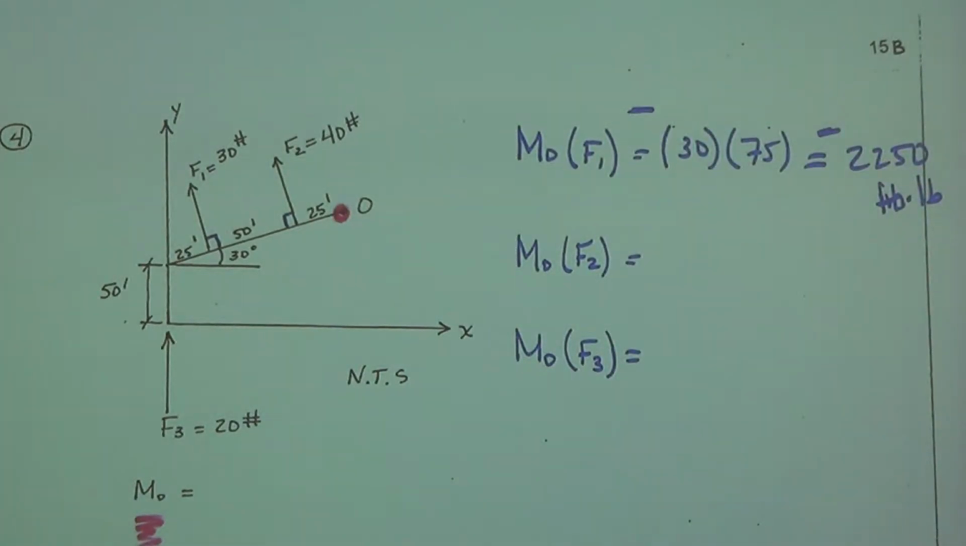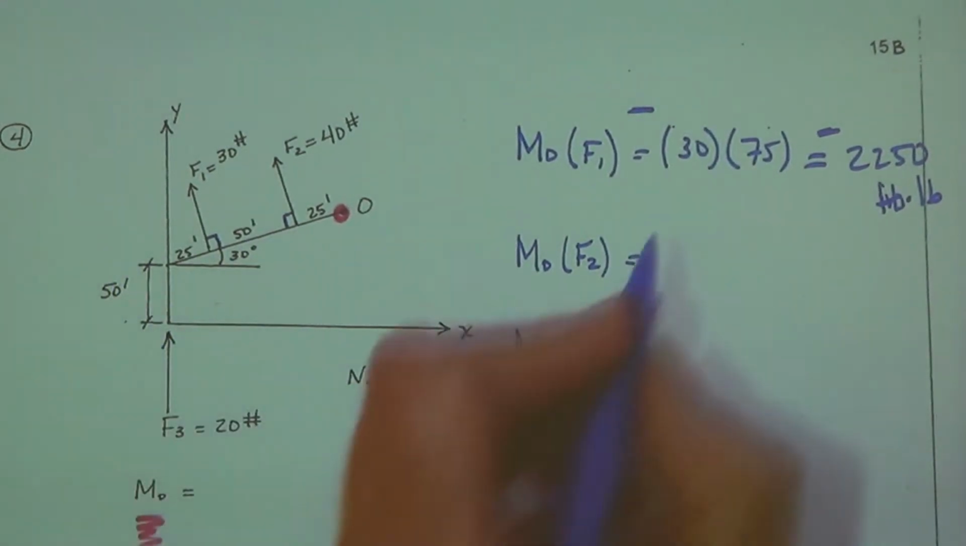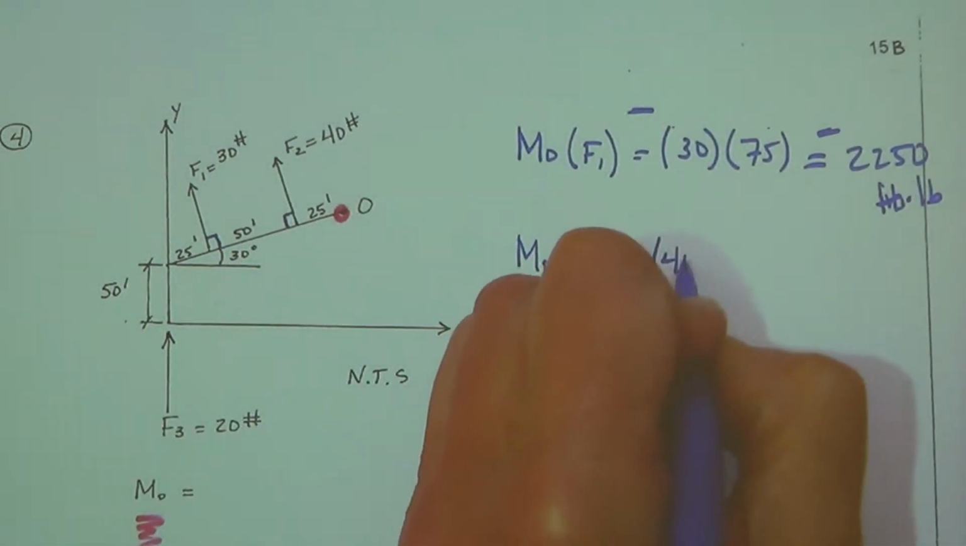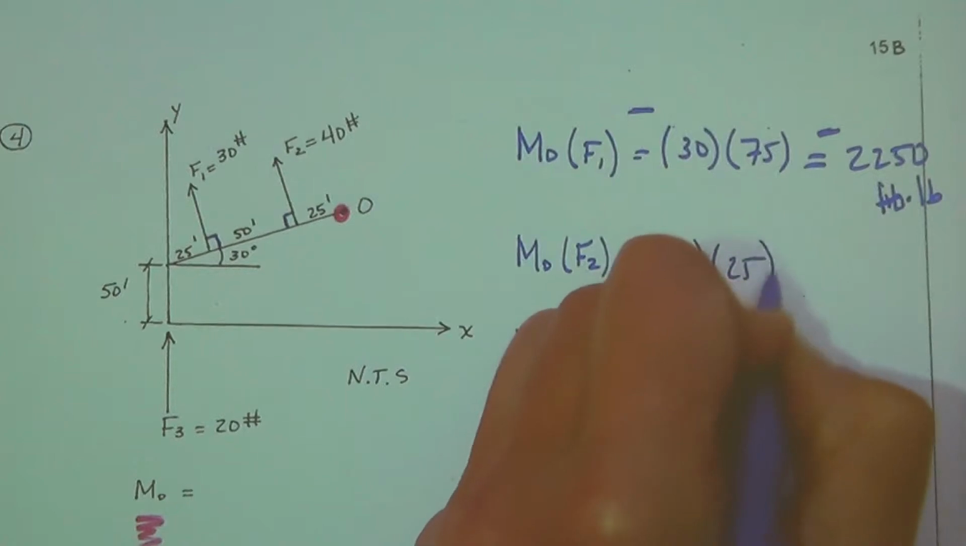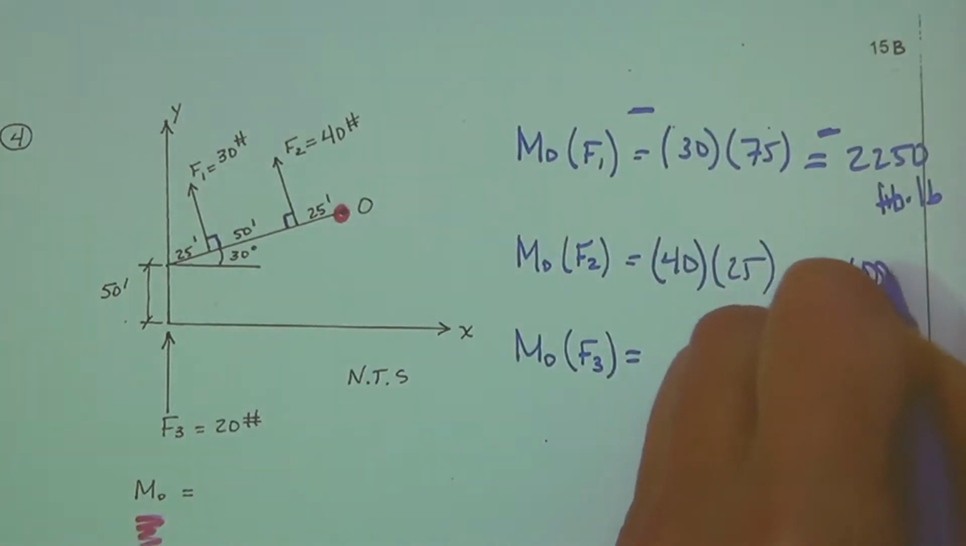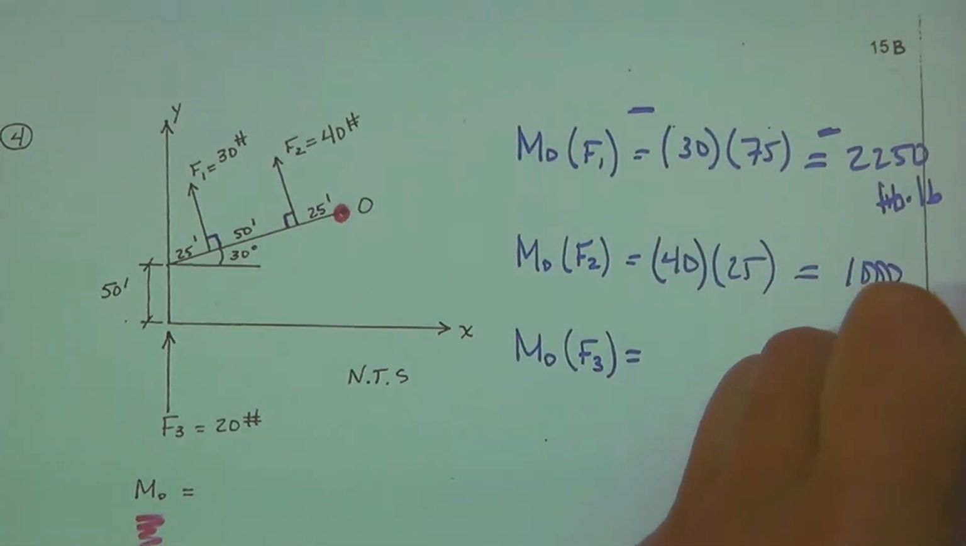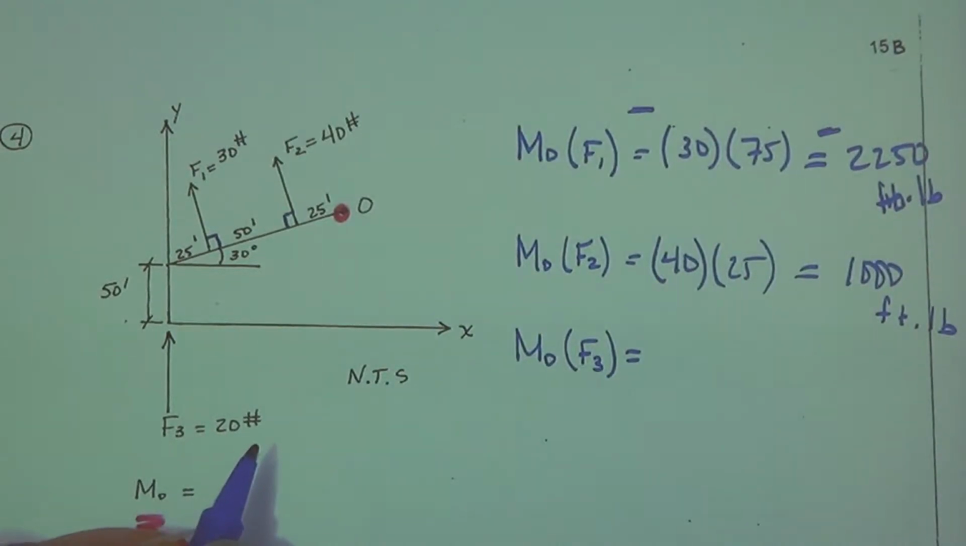Okay, Rachel, how about F2? Are we given the perpendicular distance? Yes. So it's 40 times 25. I did it all in one step. Good. Positive or negative? Negative.